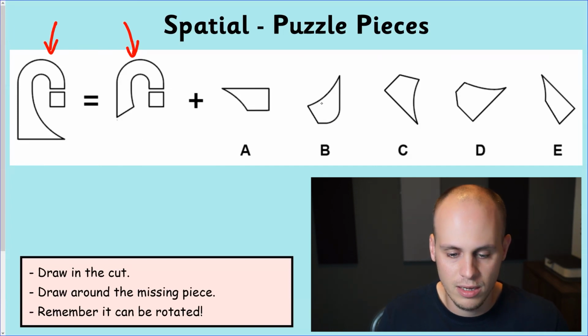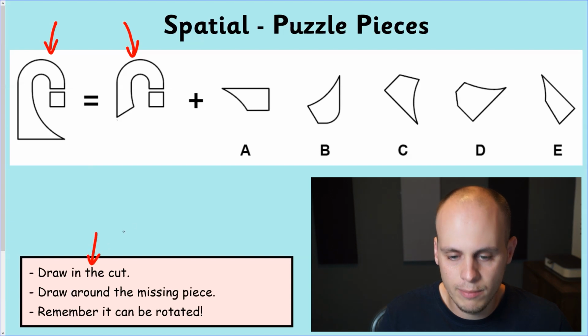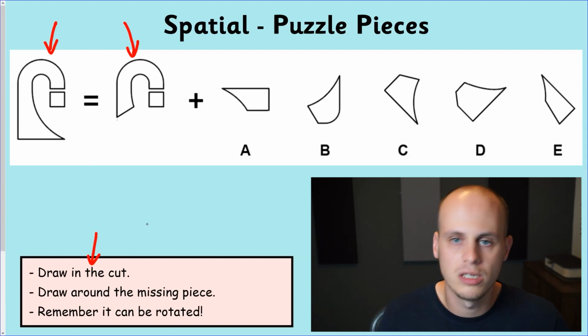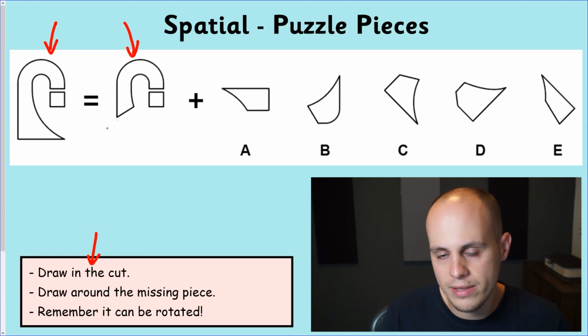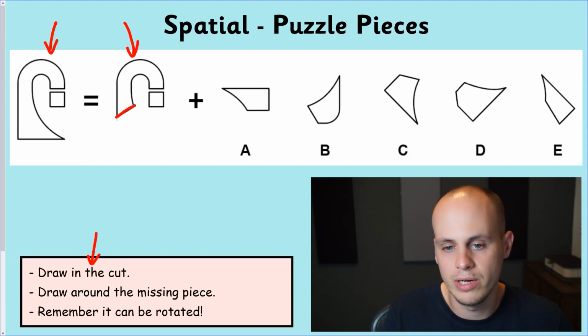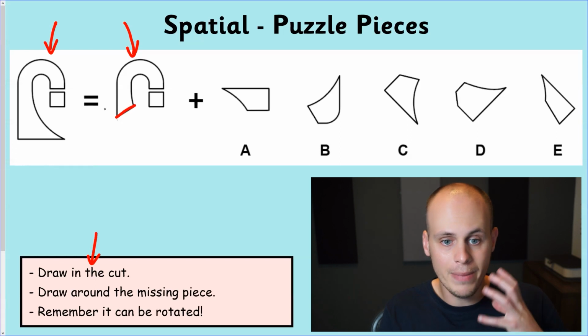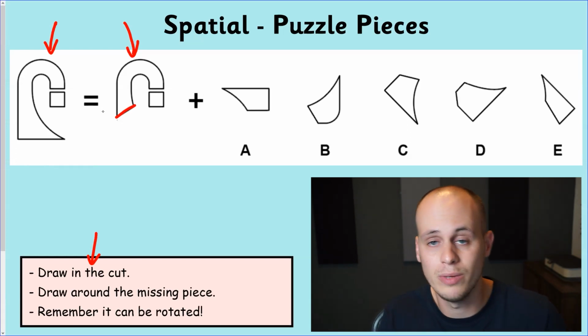So let's go through my strategy. My strategy involves this down here. Number 1, draw the cut. And what I mean by that is you need to identify where this shape has been cut into more than one piece. And for this one, I can draw it right here. I can show you what I mean. It's this cut line right here. And what we want to do is actually draw that cut back onto the original piece, because it will make it very visually clear what extra piece we're looking for.